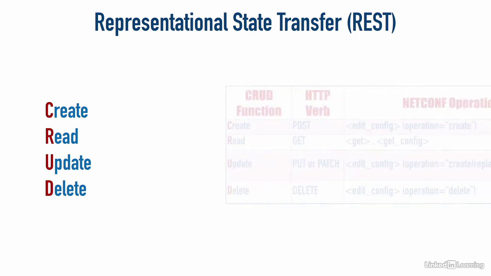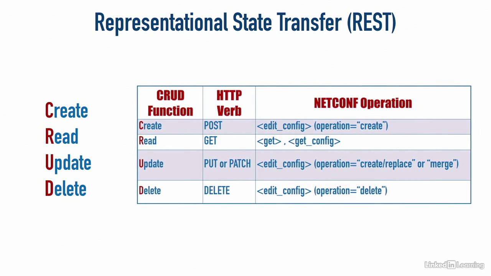Here's a table that gives us a side-by-side comparison of the CRUD function along with the HTTP verb that would be used by REST and the Netconf operation that would do the same thing. If we wanted to create something, it didn't exist before, we're not updating it, but we're creating it new, with REST, we could use the verb of post. With Netconf, we could do edit-config, and the operation would be create.